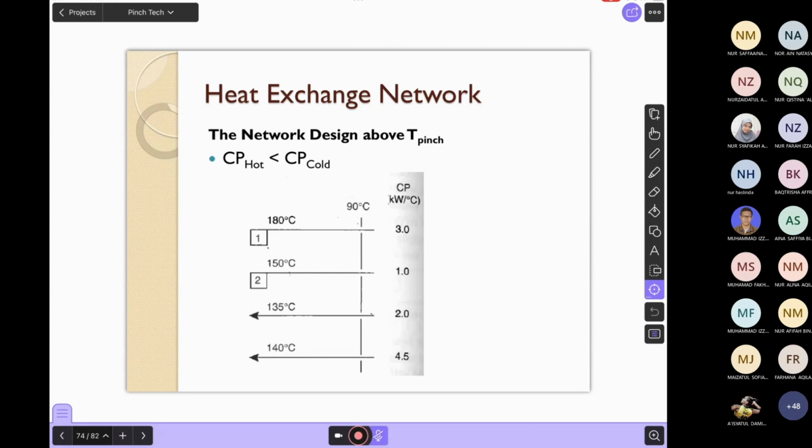So if the energy is not enough to be transferred, then you need an extra cooler for your hot stream. If the energy absorbed is not enough for the cold stream, then you need a heater in front of the outlet of the system, the stream, before you have achieved the final temperature that you would like to reach.